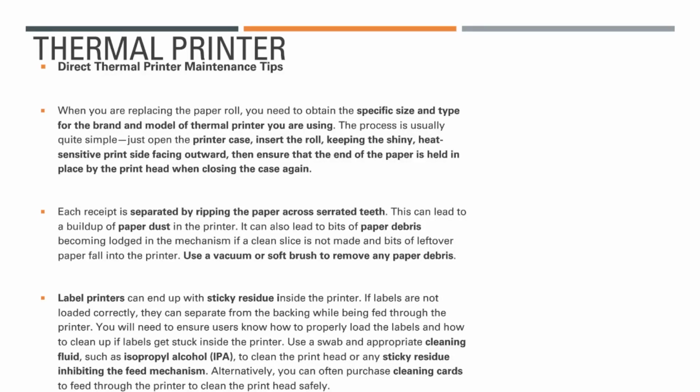Label printers can end up with sticky residue inside. If labels are not glued correctly, they can separate from the backing while being fed through the printer. You will need to ensure users know how to properly load labels and how to clean up labels if they get stuck inside the printer. Use a swab and an appropriate cleaning fluid, such as isopropyl alcohol (IPA), to clean the printhead or any sticky residue inhibiting the feed mechanism. Alternatively, you can purchase cleaning cards to feed through the printer to clean the head safely.